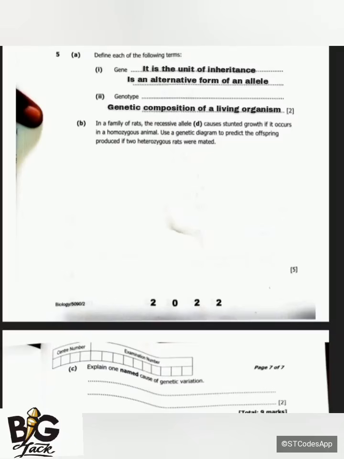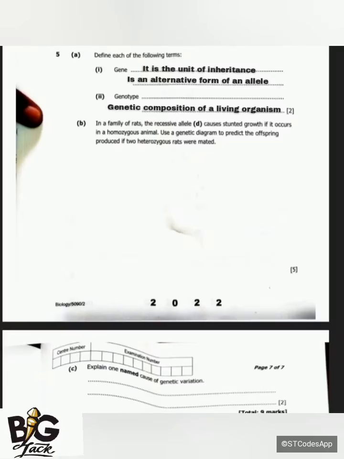Okay, let's move on to the next one. Not the last question, we are remaining with one, which is question C. This one is saying, in a family of rats, the recessive allele is small letter d. Recessive alleles are usually represented by small letters.